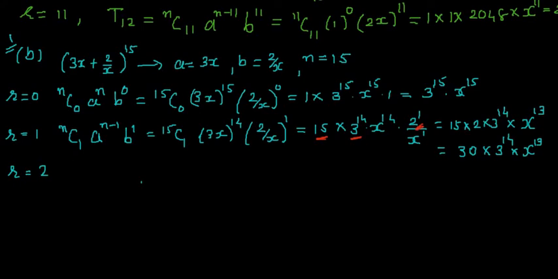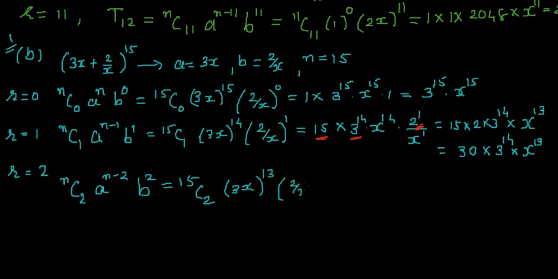Now, moving further, the third term from the beginning in the binomial expansion is nC2 a raised to n minus r b raised to r, keeping r equal to 2, so a raised to n minus 2, b raised to 2. That equals 15C2 times 3x raised to n minus r, that is 15 minus 2 because r is 2, so 15 minus 2 gives me 13, and (2 by x) raised to the power 2.